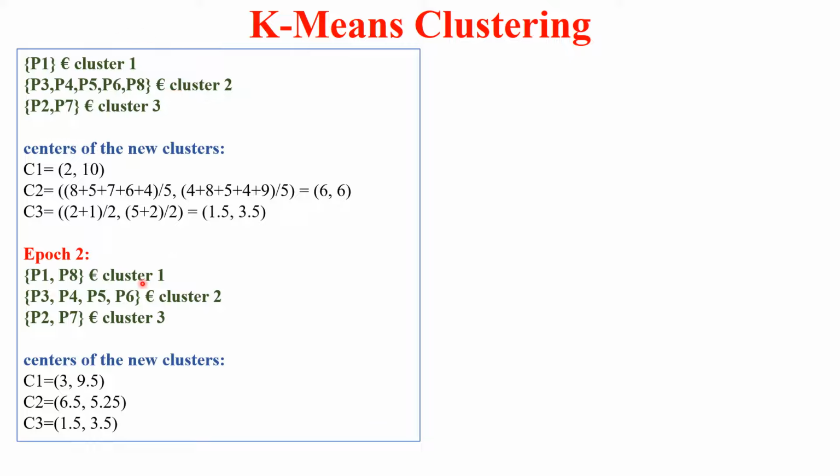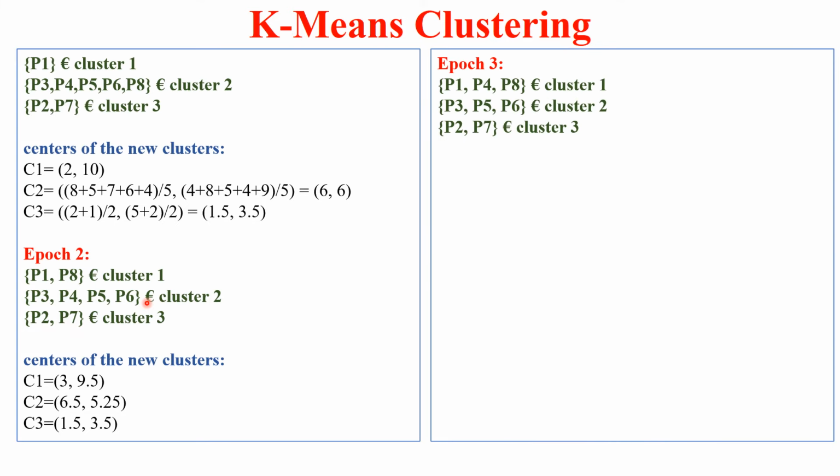In this epoch, we find that there is no stabilization, and the points are moving from one particular cluster to the other cluster. So there is a need to go for the next epoch as well. At the end of epoch 3, this is the assignment. And even in this epoch, we could find P4 from cluster 2 is moving to cluster 1. And the centers of these 3 clusters are 3.66, 9, 7, 4.33, 1.5, 3.5.